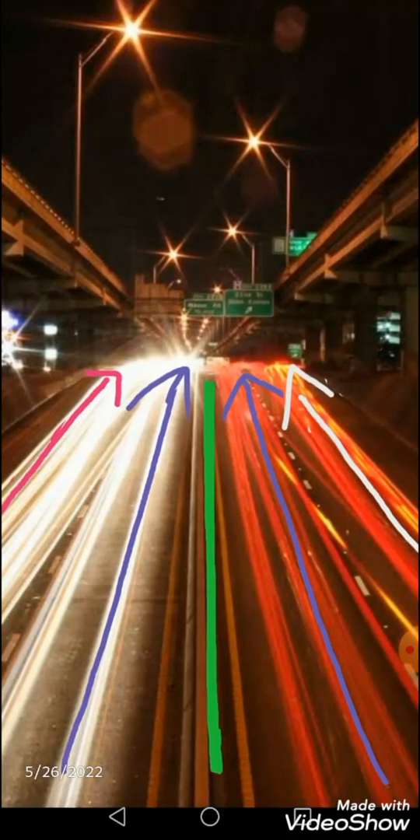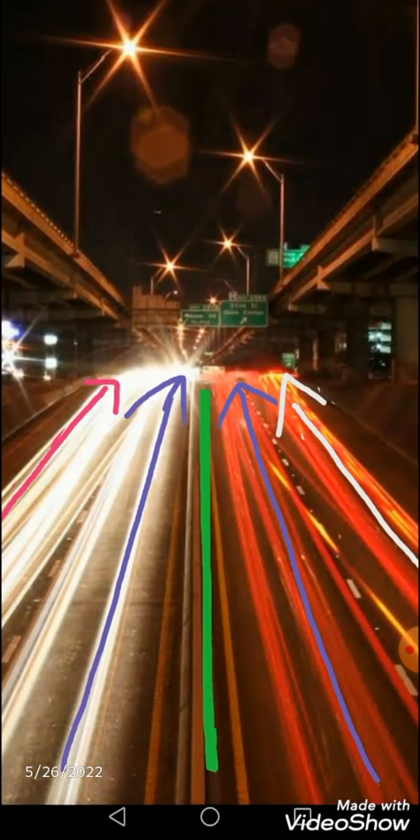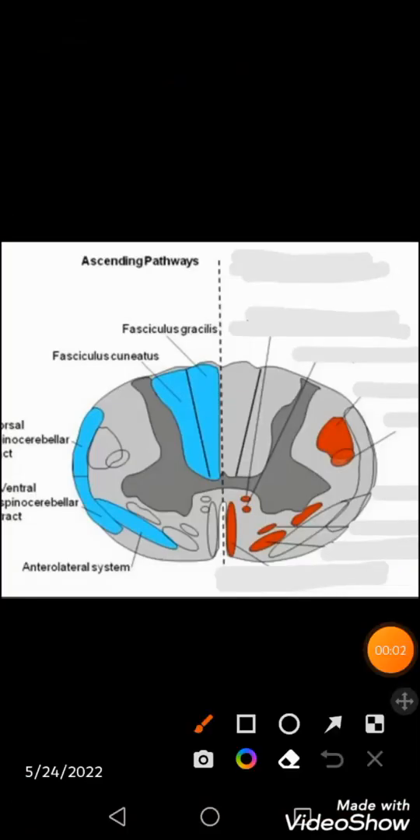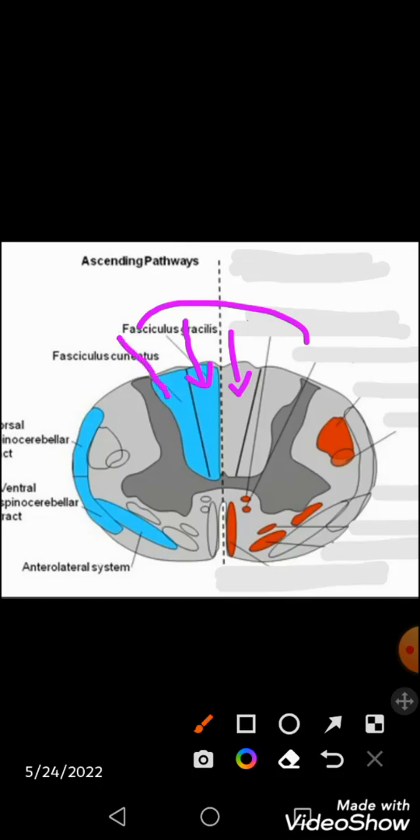If you concentrate, they are meant to conduct discriminative touch, fine touch, the vibratory sense, and other important sensations like joint sense, and two-point discriminative touch. Now in this picture we can see the cut section of the spinal cord, and you can observe the dorsal white column. Here you see, medially located the fasciculus gracilis on both sides, and laterally located the fasciculus cuneatus on both sides. Now let me tell you what they are meant for.